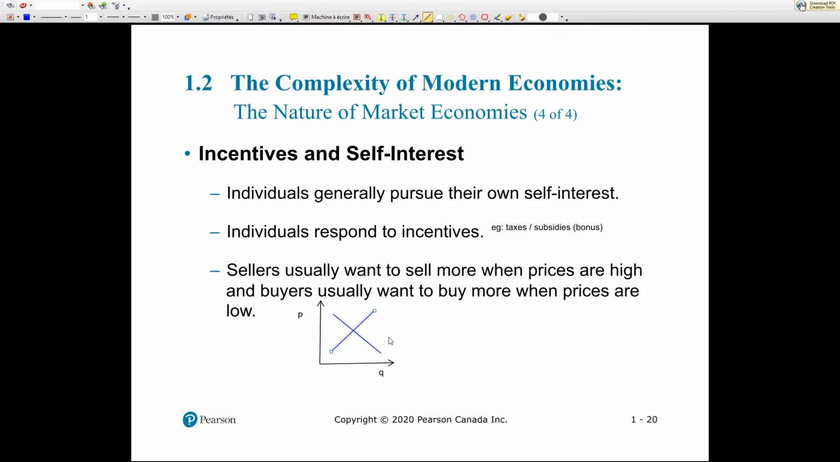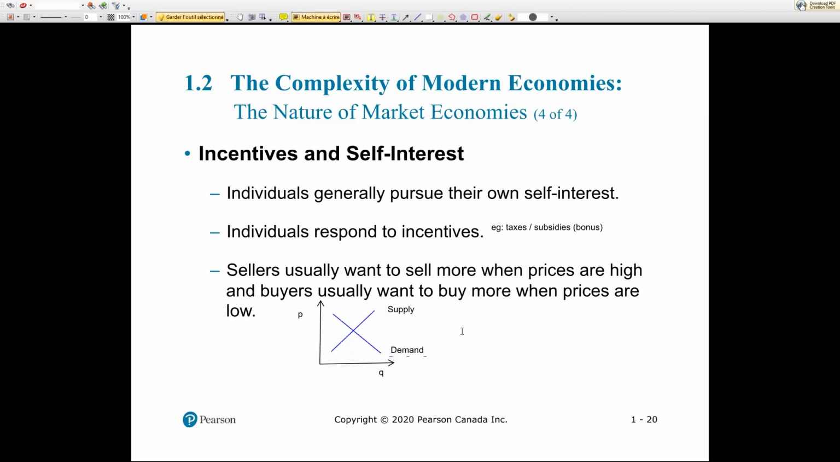So that's something that we're going to see a lot in this class. Supply and demand. And this is going to be the market equilibrium. So this is the core of microeconomics that we are going to see a lot in this class.